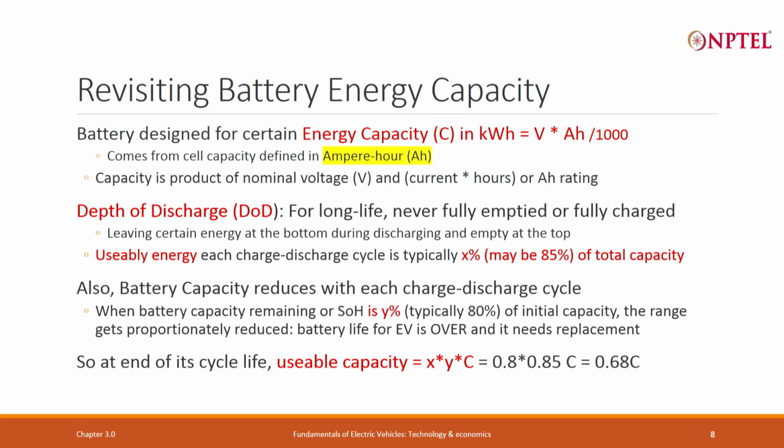So, if you make end of life 80% and 85% depth of discharge, then at the end of life the battery capacity is only 0.68 C. So, if in the beginning it gave you 100 kilometers, now it will only give you 68 kilometers. So, you must keep that in mind. You must keep in mind the end of life, and you must keep in mind the depth of discharge.